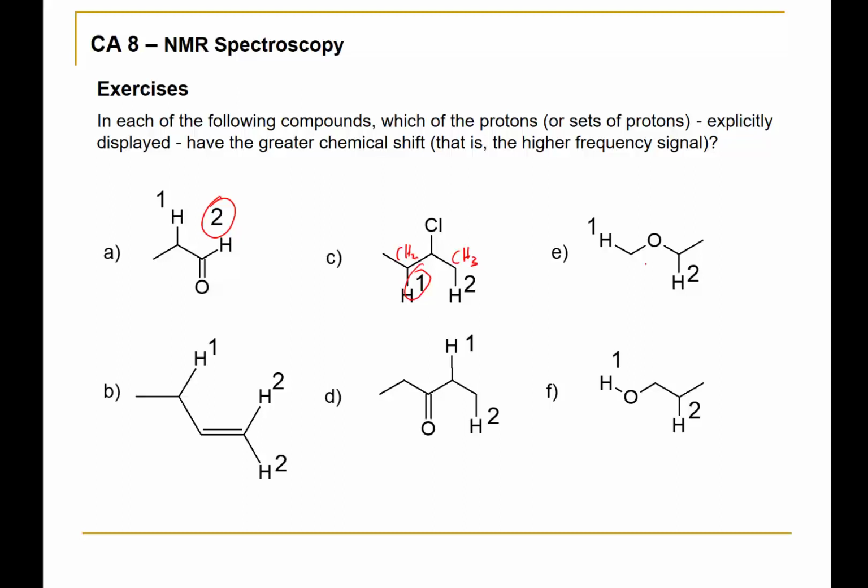In the last example, we once again have a proton on a CH3 group and a proton on a CH2 group. Both sets of protons are near the electron withdrawing group of an oxygen. Again, however, because number 2 here is a proton that's part of a CH2 group, we'd expect a slightly greater chemical shift.